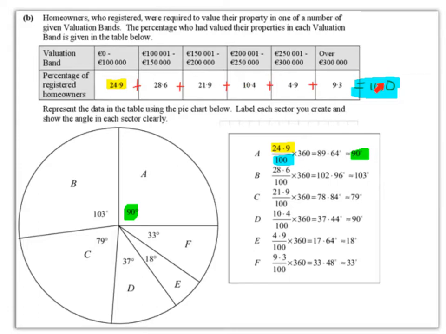Then 10.4 divided by 100, multiplied by 360 degrees, rounds off to 37 degrees. Then 4.9 divided by 100, multiplied by 360, gives us 18 degrees. So there's our 18 degree angle. And then 9.3 divided by 100, multiplied by 360, gives us 33 degrees. So there's F, our 33 degree angle. And we should have no gaps left. The full circle should be filled in. And if we add all the degrees together, 90, 103, 79, 37, 18 and 33, they should add up to 360 degrees, because remember, there's 360 degrees in a full circle.